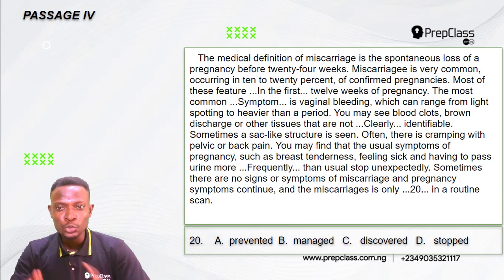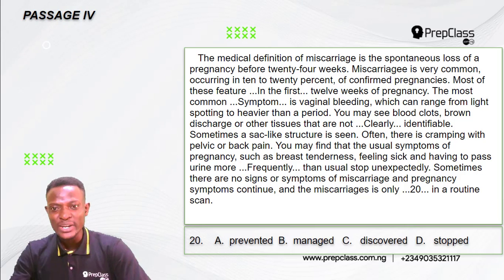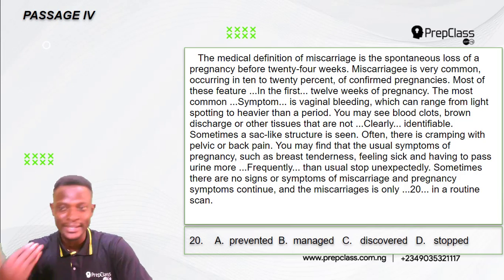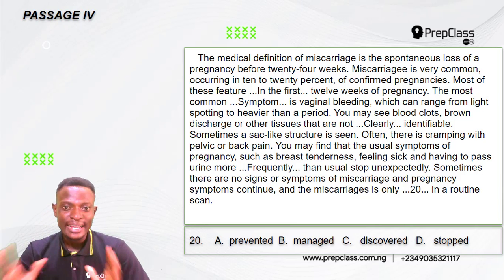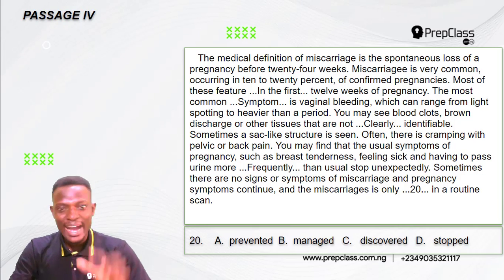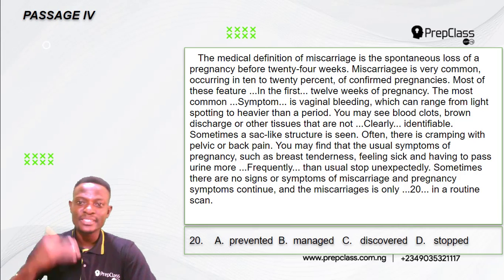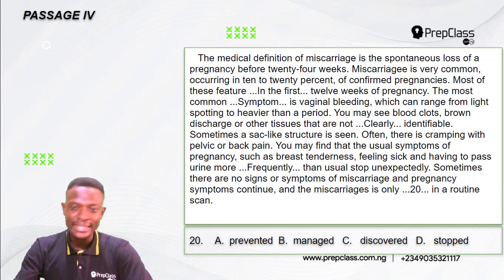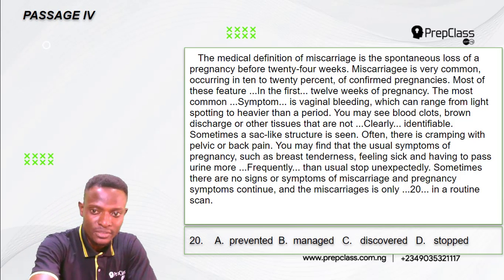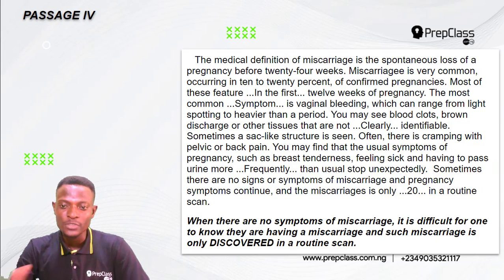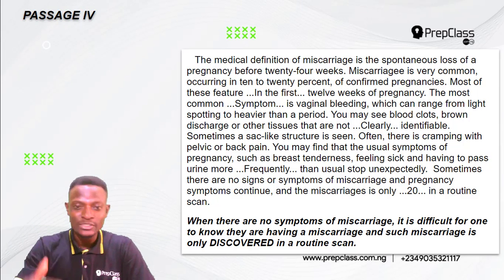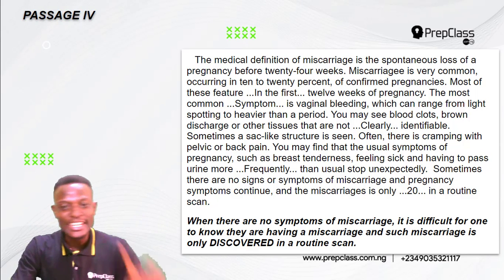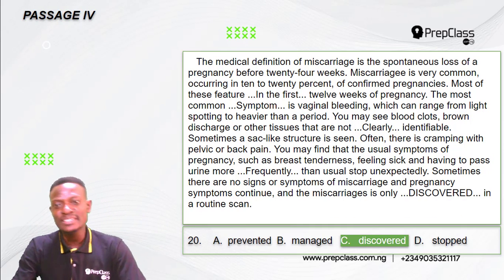You may find that the usual symptoms of pregnancy, such as breast tenderness, feeling sick, and having to pass urine more frequently than usual, stop unexpectedly. Sometimes there are no signs or symptoms of miscarriage, and pregnancy symptoms continue, and the miscarriage is only discovered in a routine scan. A. Prevented. B. Managed. C. Discovered. D. Stopped. When there are no symptoms of miscarriage, it is difficult for one to know they are having a miscarriage, and such a miscarriage is only discovered in a routine scan. The answer to this question is discovered.